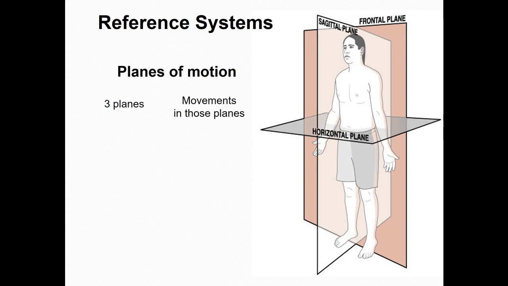The commonly used reference frame identifies three cardinal planes. The word cardinal here means of greatest importance. The particular orientation of these planes is tied to a person standing in the anatomic position, as we see depicted here. These planes are the horizontal plane, the frontal plane, and the sagittal plane.